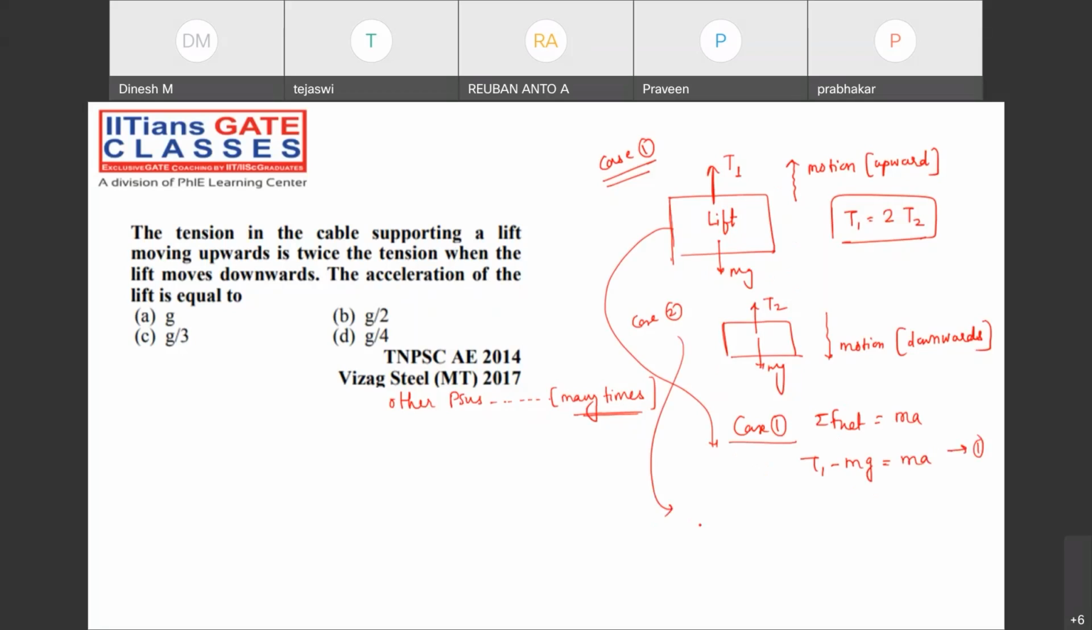For case 2, the net force must be equal to mass into acceleration, where the downward direction is positive. Here, for case 1, the upward direction is positive. mg minus T2 is equal to mass into acceleration. Now in this case, what will happen?